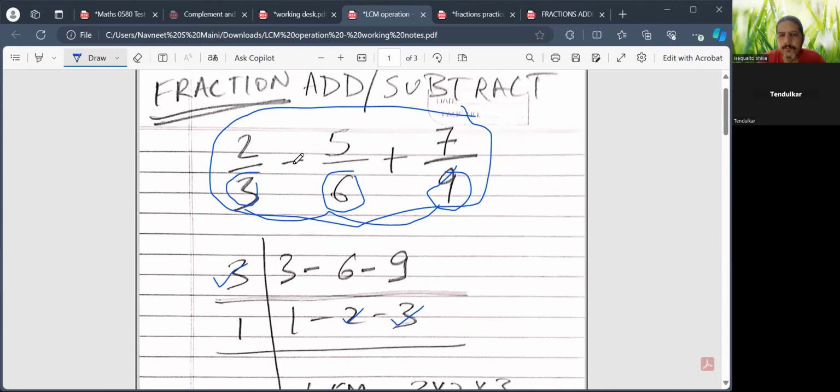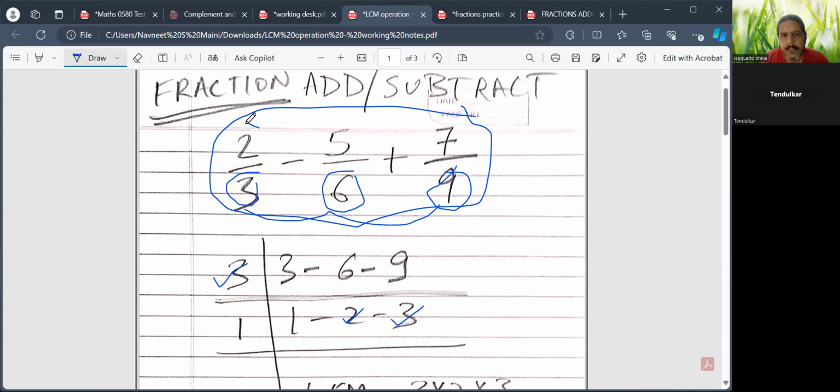I'll repeat the algorithm. Whenever you look at the fractions, look at the denominators. If there are two terms, three terms, or four terms, take the denominators and take the LCM. Any doubt till here? Yeah, clear. Once you have taken the LCM of the denominators, then what you need to do is take the equivalent fraction of each fraction which is given.